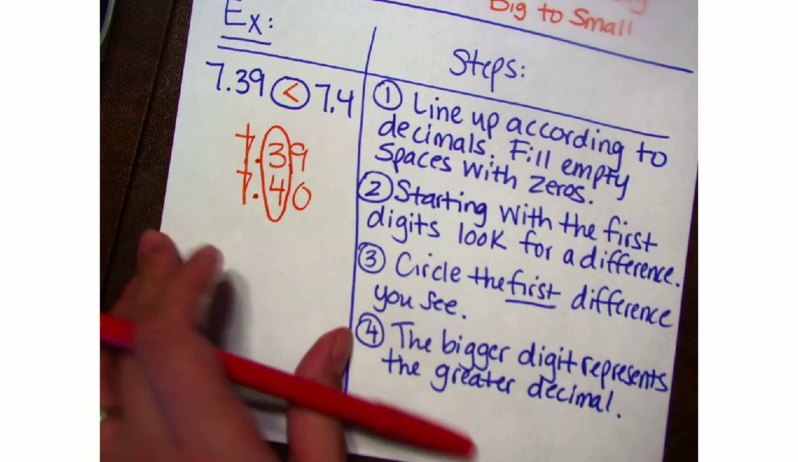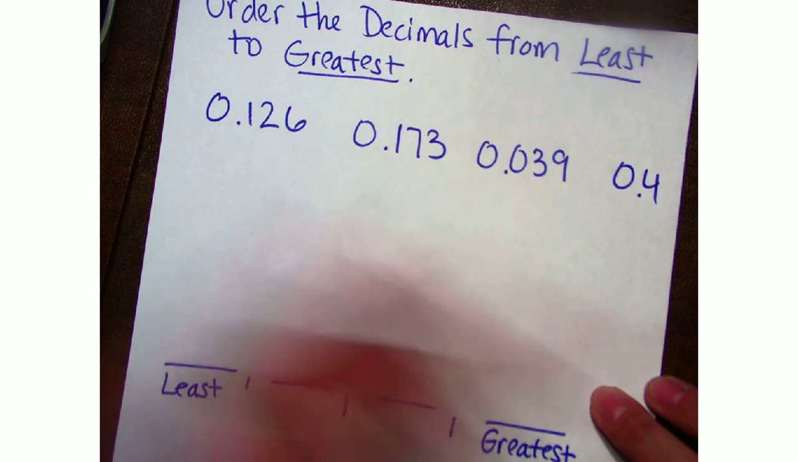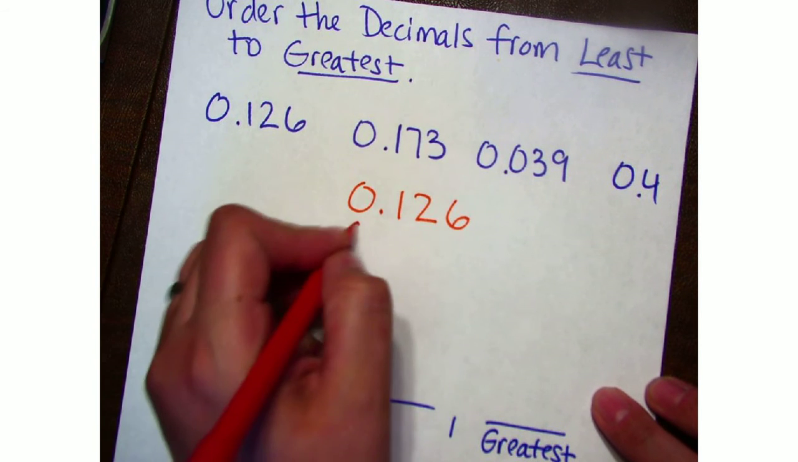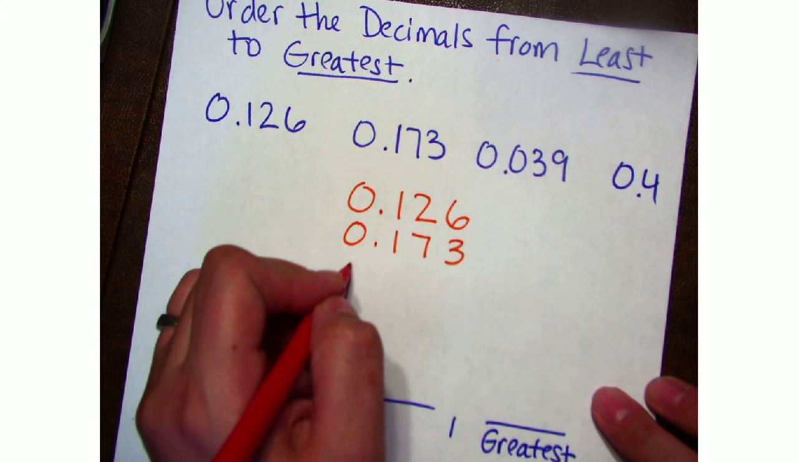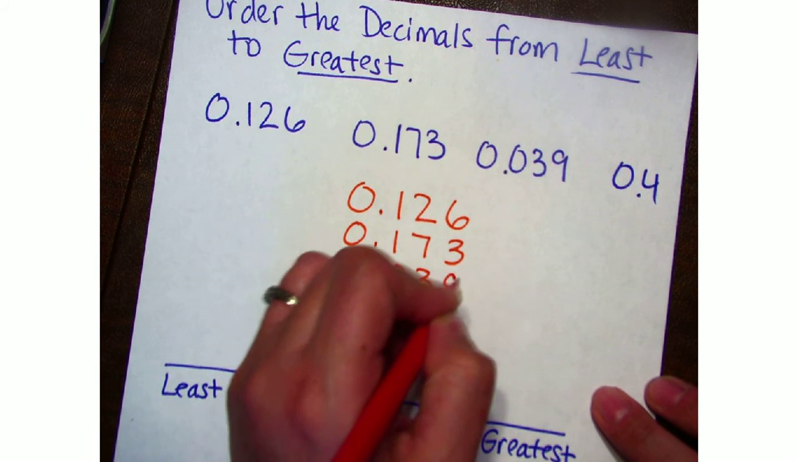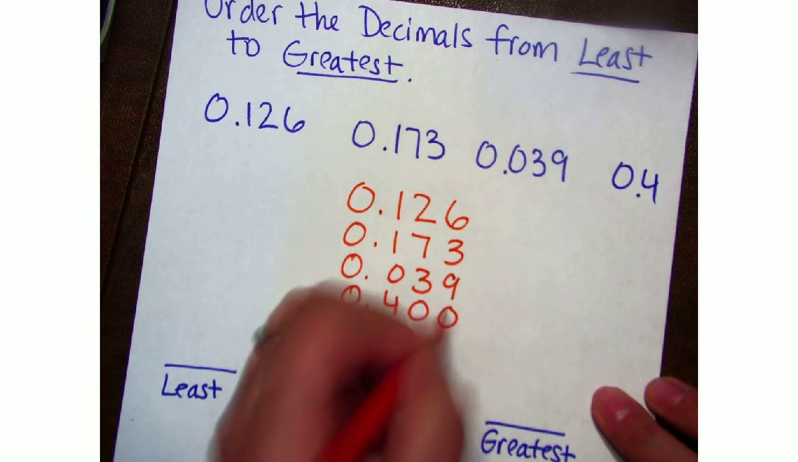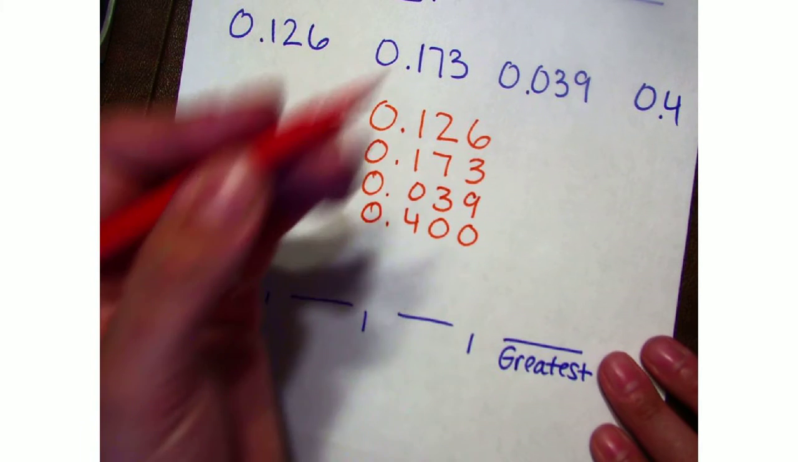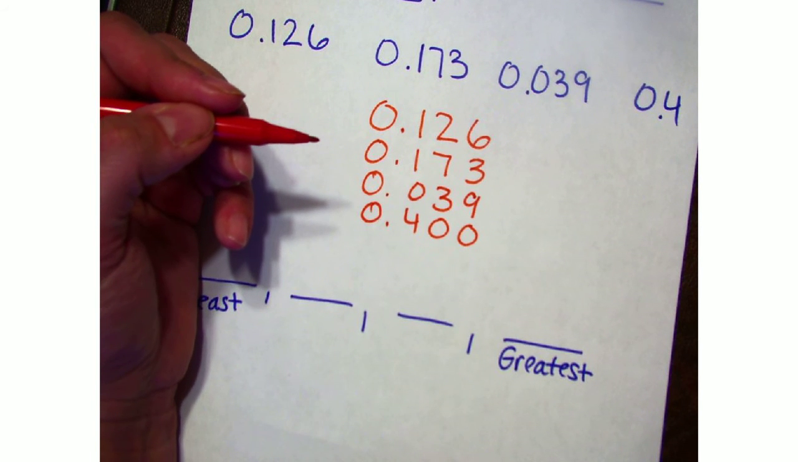A quick example of an ordering problem is ordering the decimals from least to greatest. We're going to set it up the exact same way. We're going to rewrite each one of these vertically on top of each other according to the decimal. So I'm going to do that really quickly: 0.126, 0.173, 0.039, and 0.4. Now, if you notice, 0.4 has some extra spaces, so I'm just going to add those zeros like I did with my comparing. And I'm going to start with the far left and start comparing. So remember, I'm going least to greatest, so I'm going smallest or littlest to the biggest one.